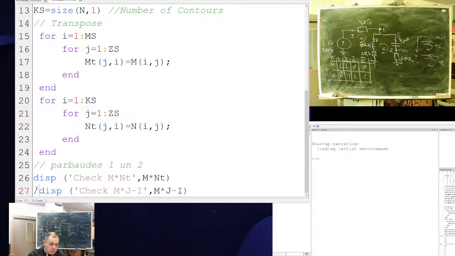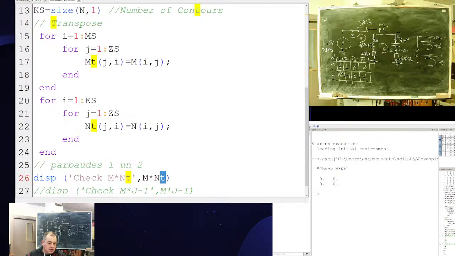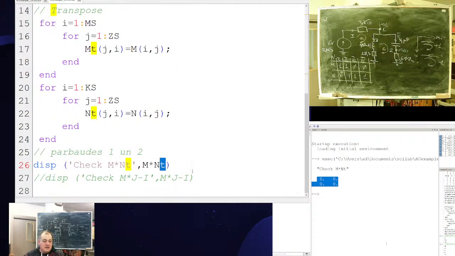I will not use this, it will fail. This one. So I'm checking the product of nodes-branches with nodes-contours. Yes, save and execute, and what did I get? Nice zeros. The matrices are okay. These matrices are, how to say, in harmony with each other. Next step. What will be my next step? What do I need?